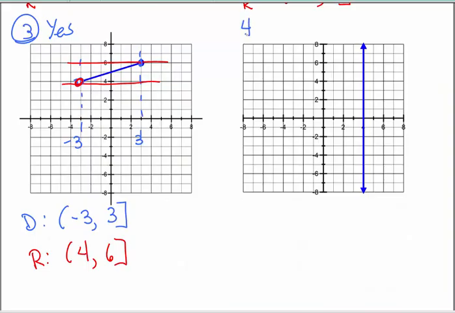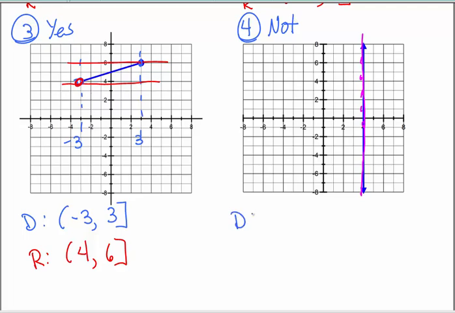And then this last one is kind of tricky. Well, first of all, it's just a line. In fact, it's a vertical line. So is it a function? Well, if I put a vertical line right on top of a vertical line, it touches it in lots of points. So this is definitely not a function. In fact, all vertical lines are not functions.